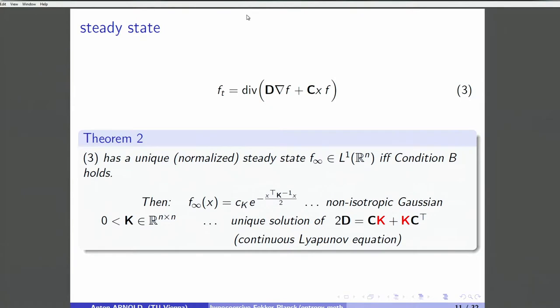So now some remarks concerning the existence and uniqueness of the steady state. Here's again my equation. Here we have the following simple theorem. There exists a unique steady state, and the steady state is of this Gaussian form. It's a non-isotropic Gaussian, where the covariance matrix K that appears here is the unique solution of this matrix equation. So C and D are input matrices in this equation, and you have to solve it for the matrix K. Such an equation is called a continuous Lyapunov equation. There are simple algorithms, even in MATLAB, where you can compute K. So you have the unique K at hand.